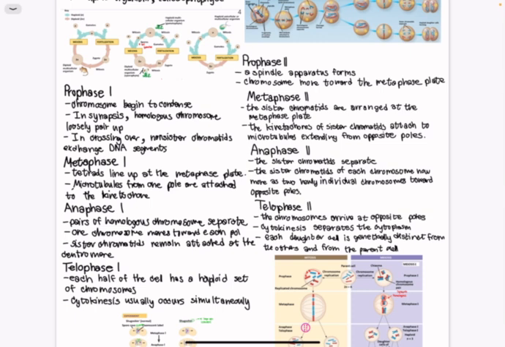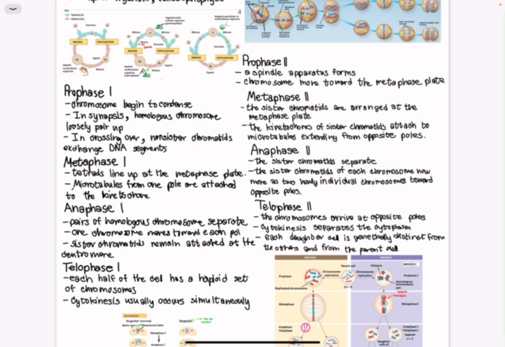Metaphase 1: tetrads line up at the metaphase plate. Microtubules from one pole are attached to the kinetochore. Anaphase 1: pairs of homologous chromosomes separate. One chromosome moves toward each pole. Sister chromatids remain attached at the centromere. Telophase 1: each half of the cell has a haploid set of chromosomes. Cytokinesis usually occurs simultaneously.